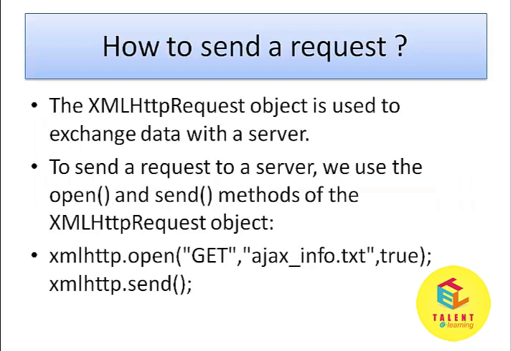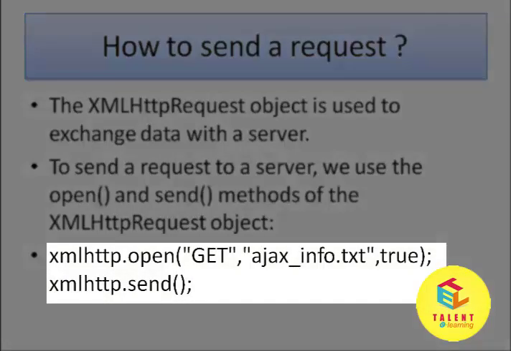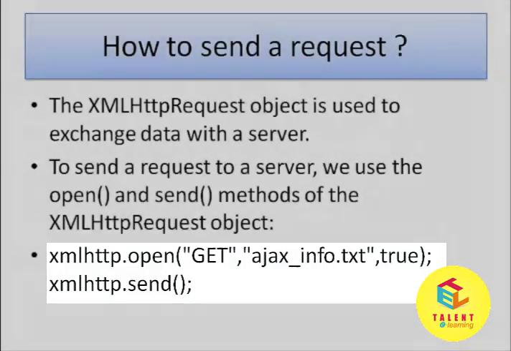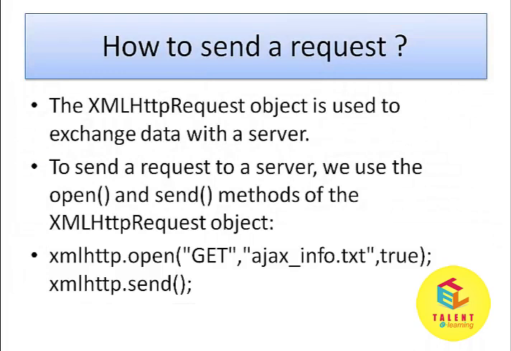First, the XML HTTP request object, that is the XHR object, is used to exchange data with a server. Now the question is how to send a request to the server, and in which form it should be used. For that purpose we use the open and send methods of the XHR object. The XML HTTP.open method accepts 3 parameters and it is immediately preceded before the XML HTTP.send method.